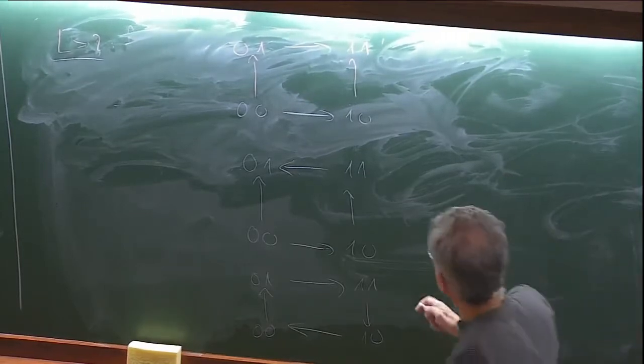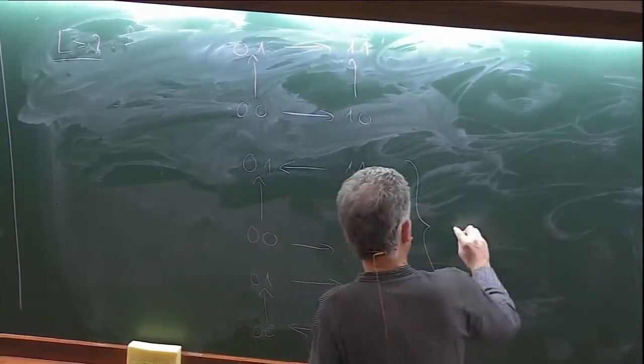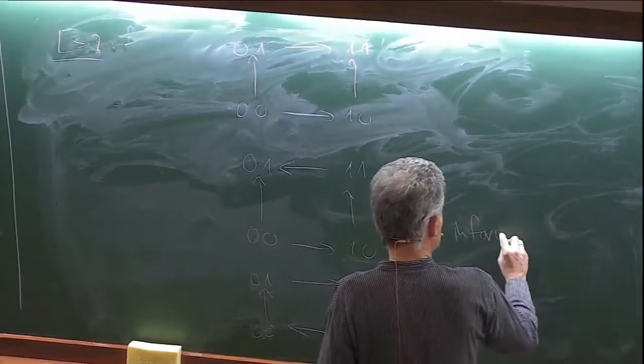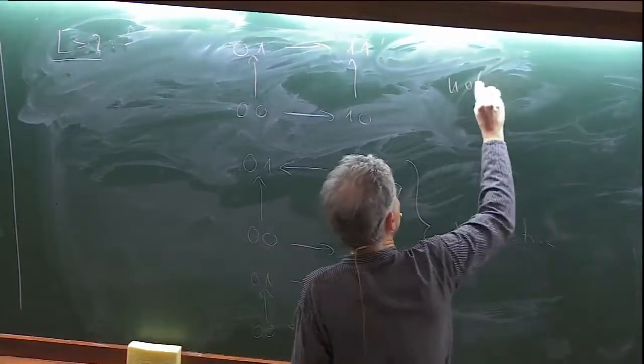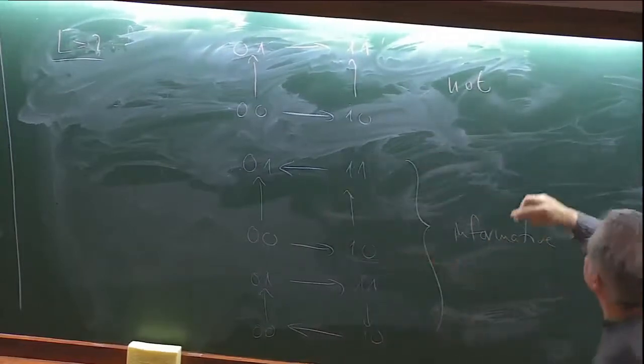The second and the third, right? So these are informative of epistasis. And this one is not informative because it's consistent with just having additive fitnesses, right?